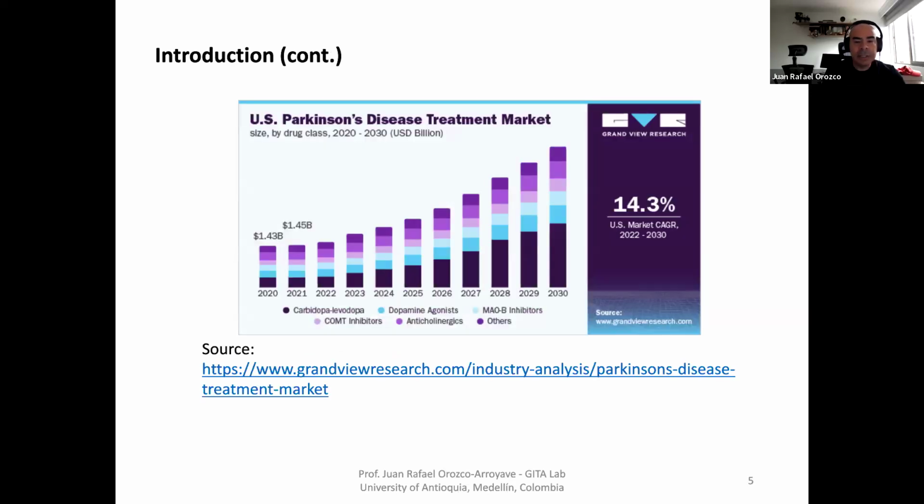Another reason is that the market for its treatment is exponentially growing because many people are suffering from the disease, and it has to do with the longevity of the population around the world. So this is another reason why it is interesting to work on it, not only because the costs are growing, but also because if the cost is growing, it means that society has to pay for it. So we need to find solutions, ideally as cheap as possible, to be able to manage this problem.